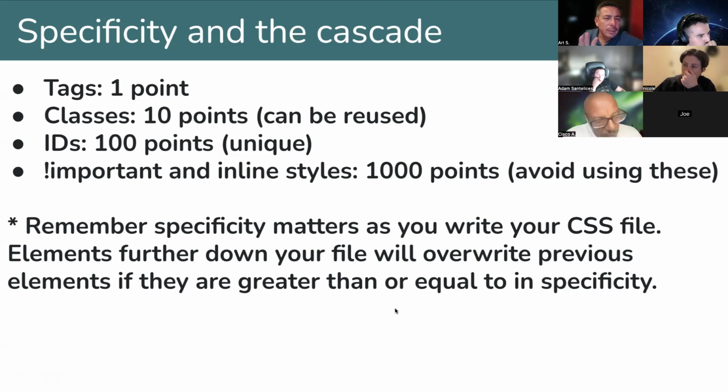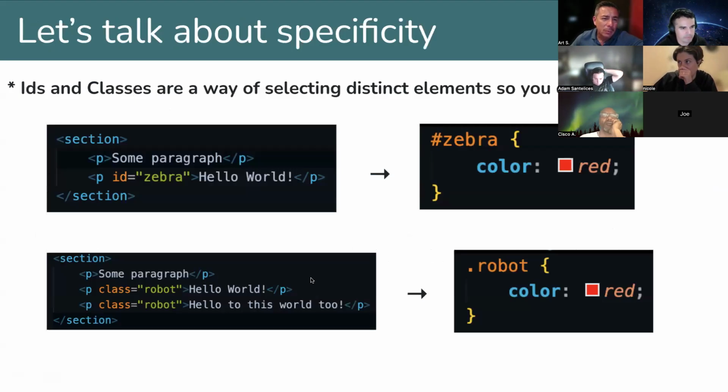Go ahead, Art. I'm a little fuzzy on something we talked about yesterday. I thought it was like adding a class within a class, and that would actually increase it. It would just double the points. Yep. Can you explain why we would do that? You see this right here? Here, I just have zebra and robot.